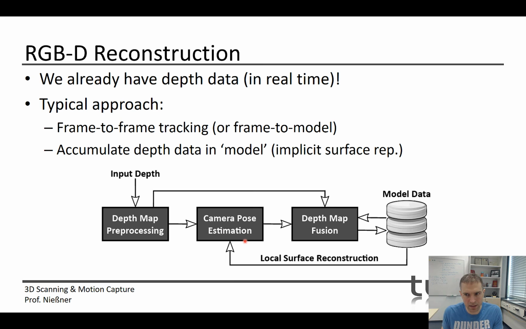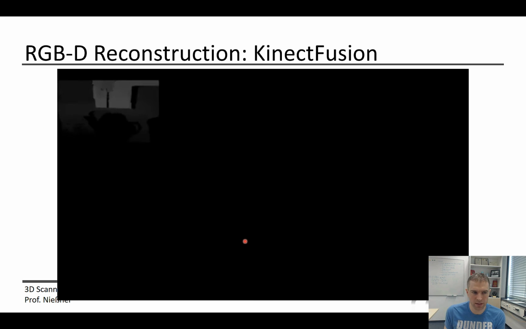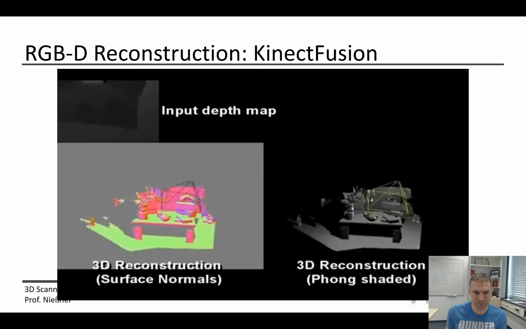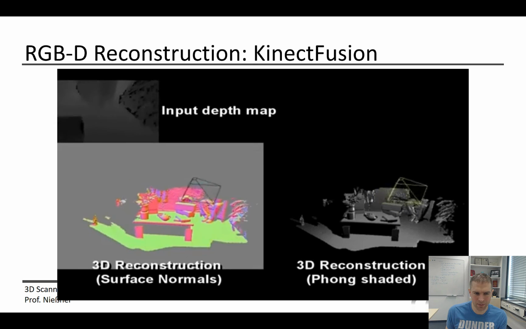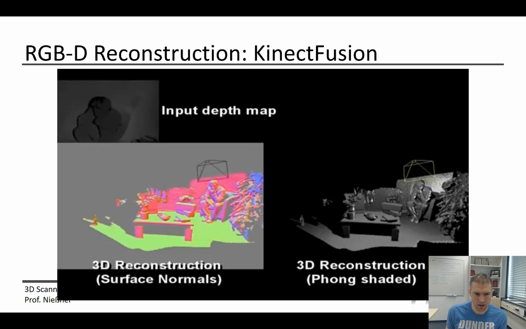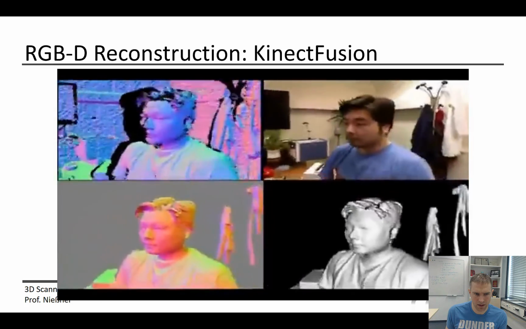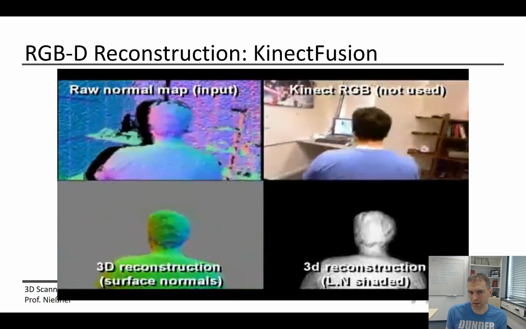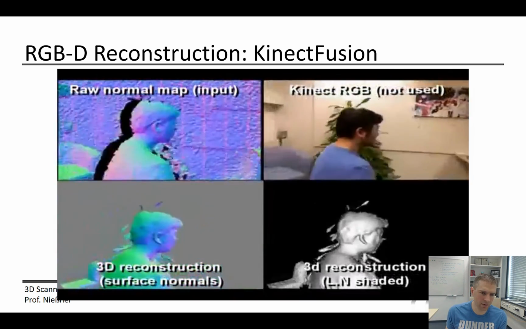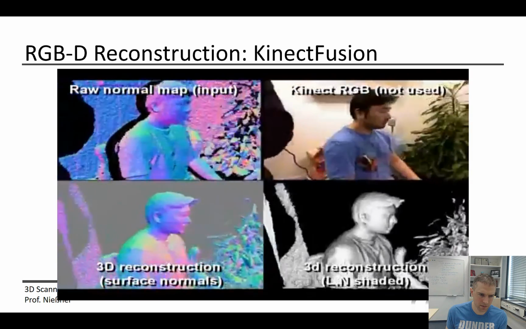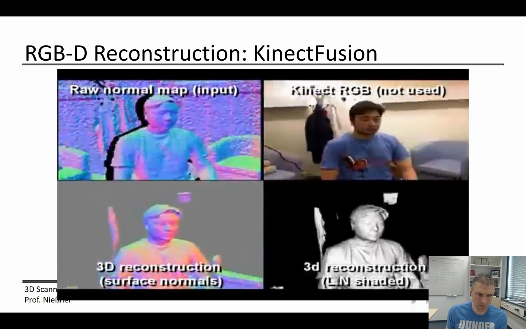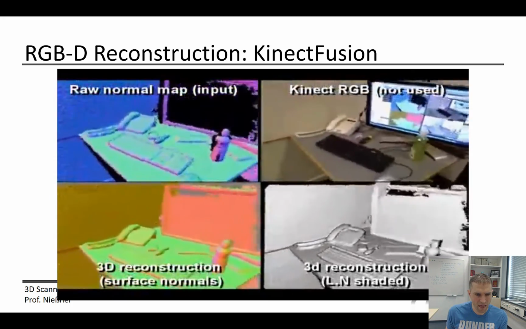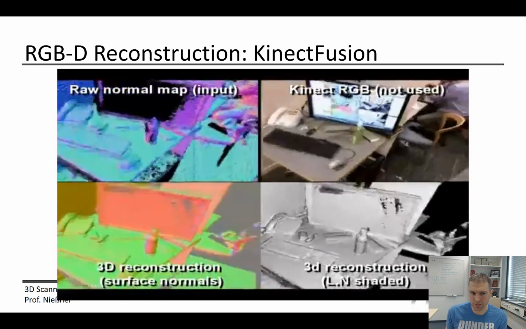One of the methods that did this was the very famous KinectFusion method. They published it mostly along with the Kinect when it came out, and they could do stuff like this here. So they have an input depth map, and based on this input depth map, they're basically updating this model and estimating the camera parameters on the fly.